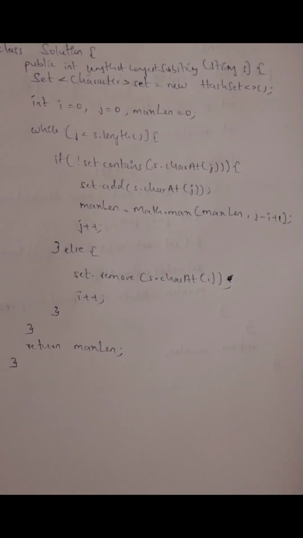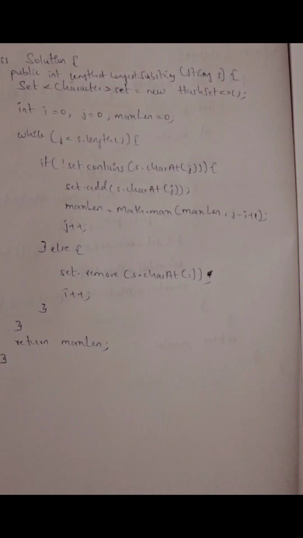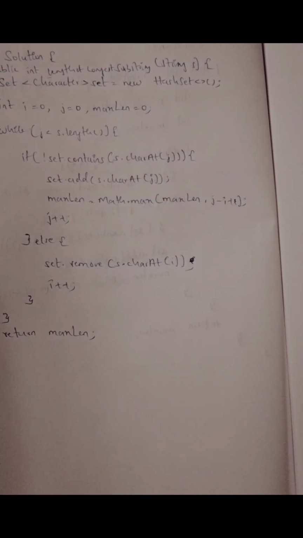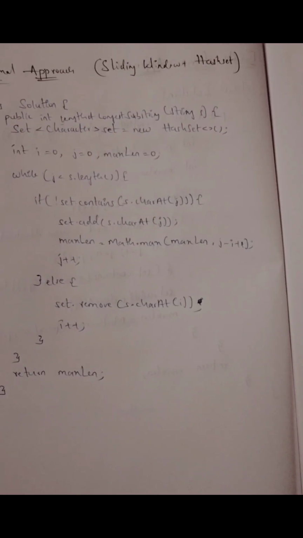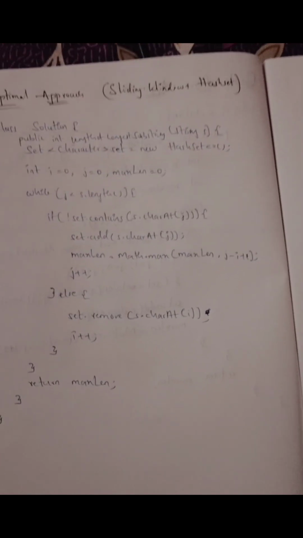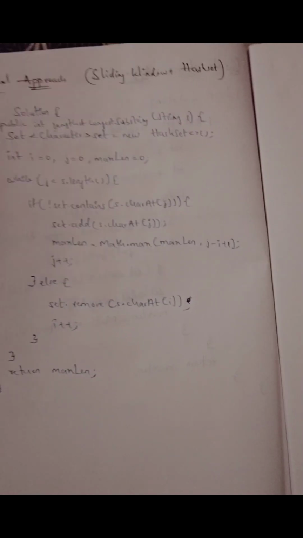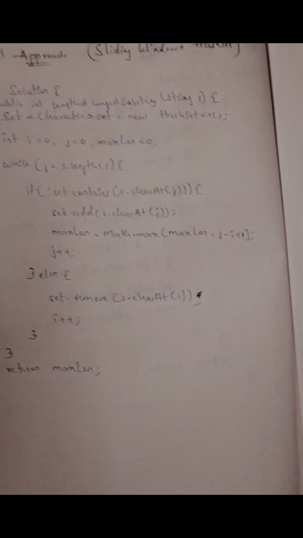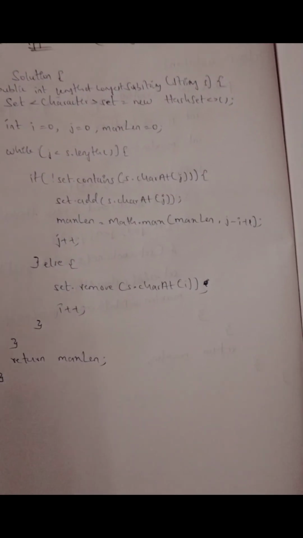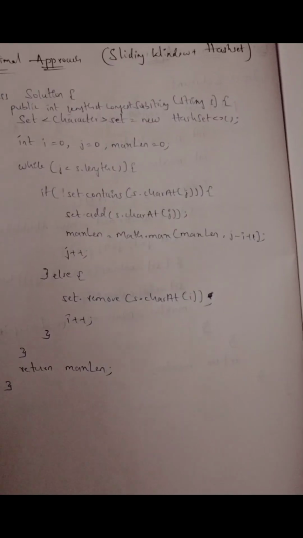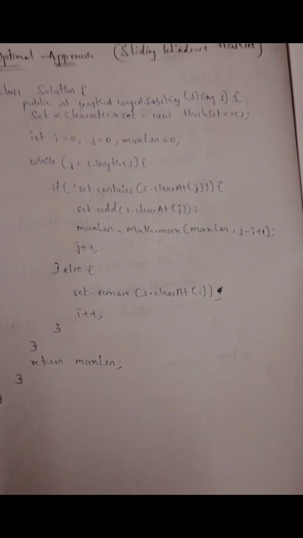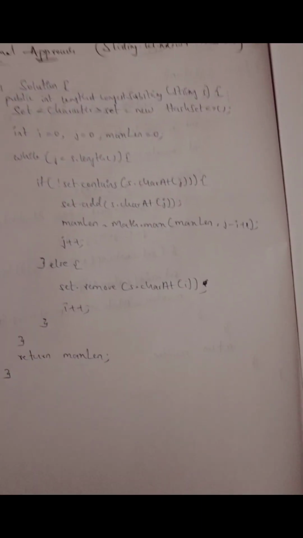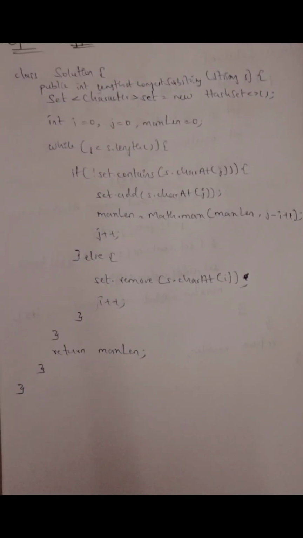Now let's go through the optimal approach using the sliding window approach, plus a hash set. The brute force approach checks every substring, so the time complexity will be O of n squared. So we can do better using a sliding window. Think of a window that slides across the string. The window represents the current substring with unique characters. If any duplicate occurs, we shrink the window from the left until all characters are unique again. So let's go through the code.